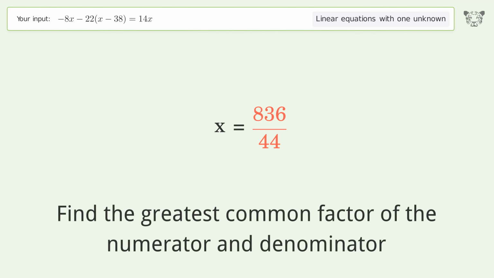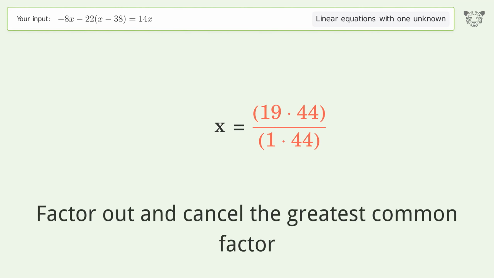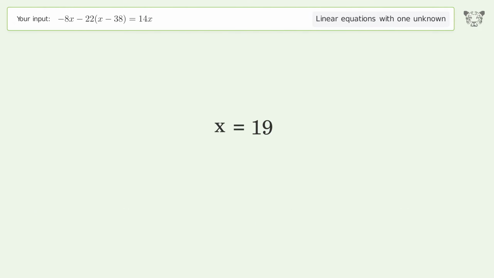Find the greatest common factor of the numerator and denominator. Factor out and cancel the greatest common factor. And so the final result is x equals 19.